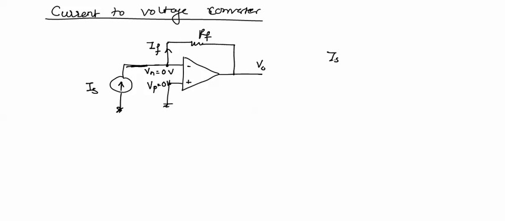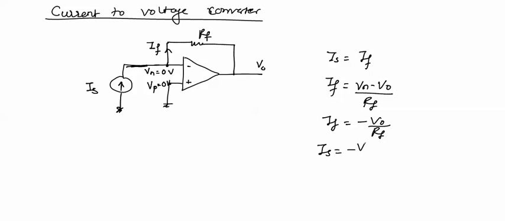Means current Is will be equal to If. As current Is is equal to If, we can put the expression for If as If equal to Vn minus V naught divided by Rf. And we know that Vn equal to 0 volts, so If equal to minus V naught upon Rf. Now we'll substitute Is in place of If, so Is will be equal to minus V naught upon Rf, so V naught equal to minus Is into Rf. This is how a current is converted into a voltage. So this circuit gives an output voltage which depends on the input current. So V naught equal to minus Is into Rf. This is a current to voltage converter.